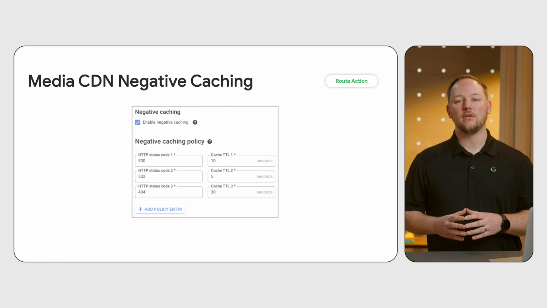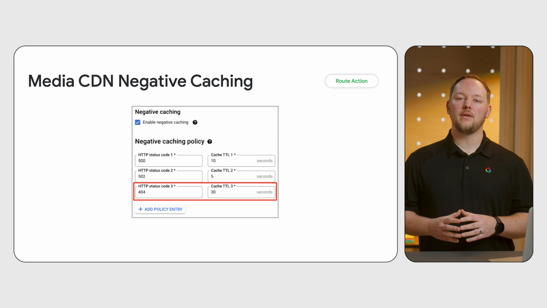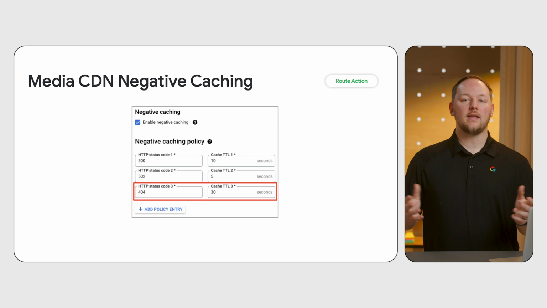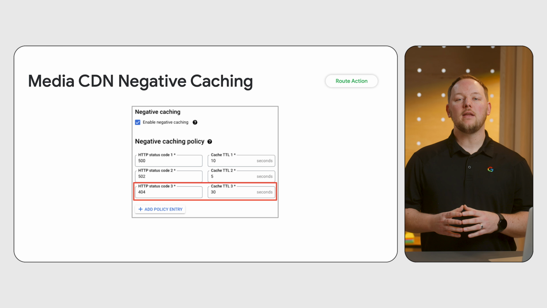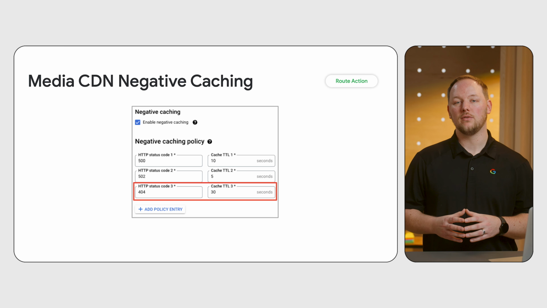This leads to faster delivery for your end users and less strain on your servers. Finally, let's talk about another useful feature called negative caching. Imagine a user tries to access a page that doesn't exist on your website. Typically, that would result in a 404 not found error. Instead of the origin constantly handing out the same response, Media CDN can store that error response in its cache, lightening the load on your infrastructure for expected or unexpected issues.